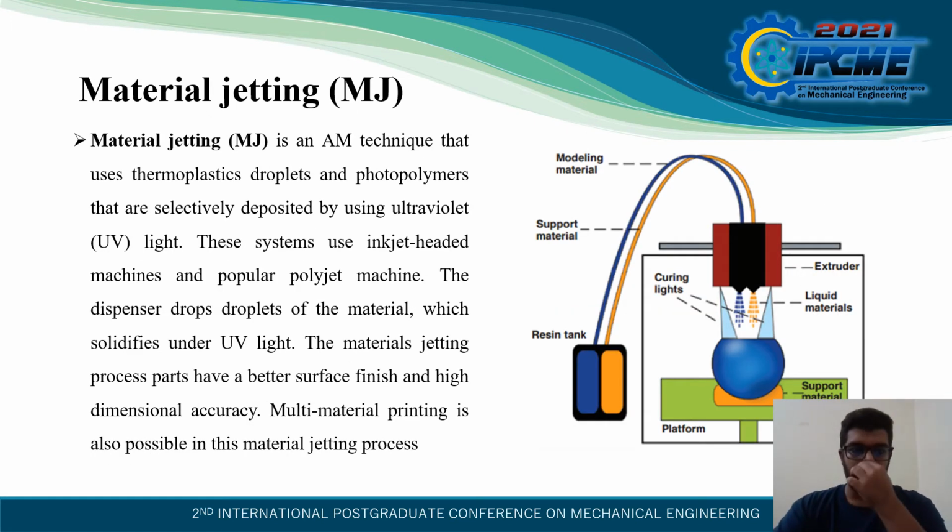And in material jetting, the materials are used in liquid form. Mainly, it's used in inkjet printers and similar machines. And here, UV light is used to cure the material and make the product.